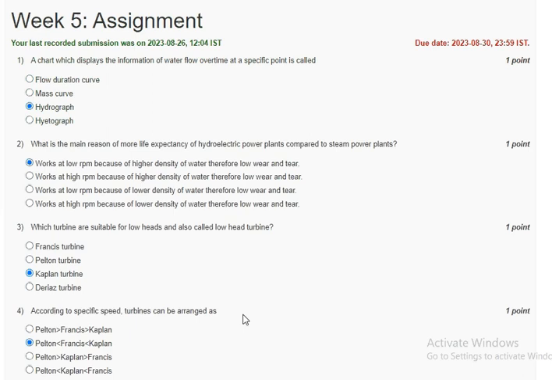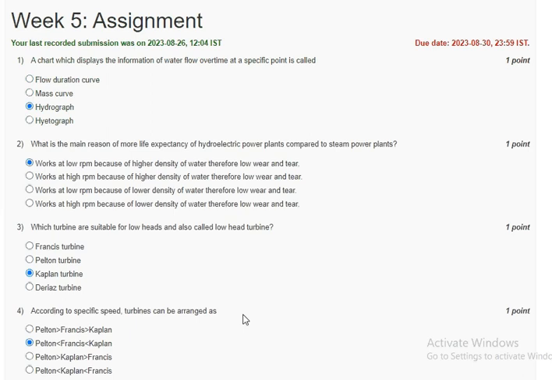Second question, what is the main reason of more life expectancy of hydroelectric power plant compared to steam power plant? Because the hydroelectric power plant works at low RPM and water is higher density. So low wear and tear takes place. So first option is correct: works at low RPM because of higher density of water, therefore low wear and tear.